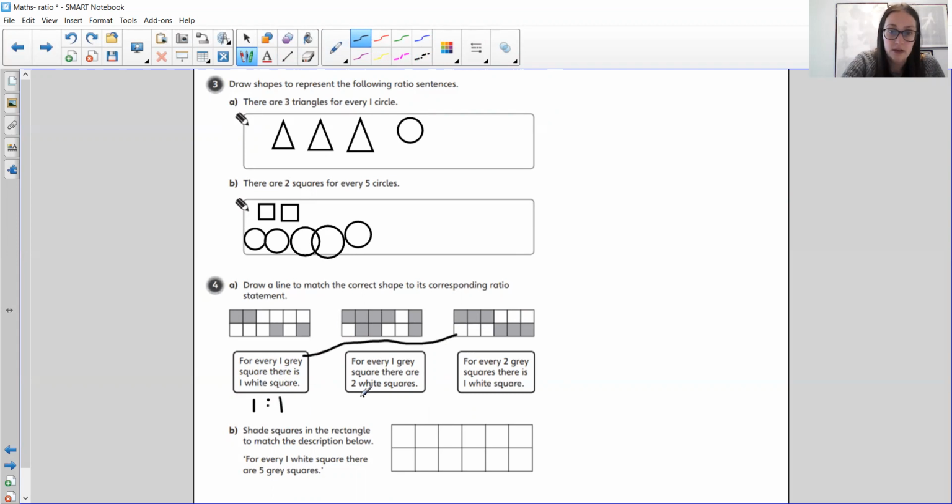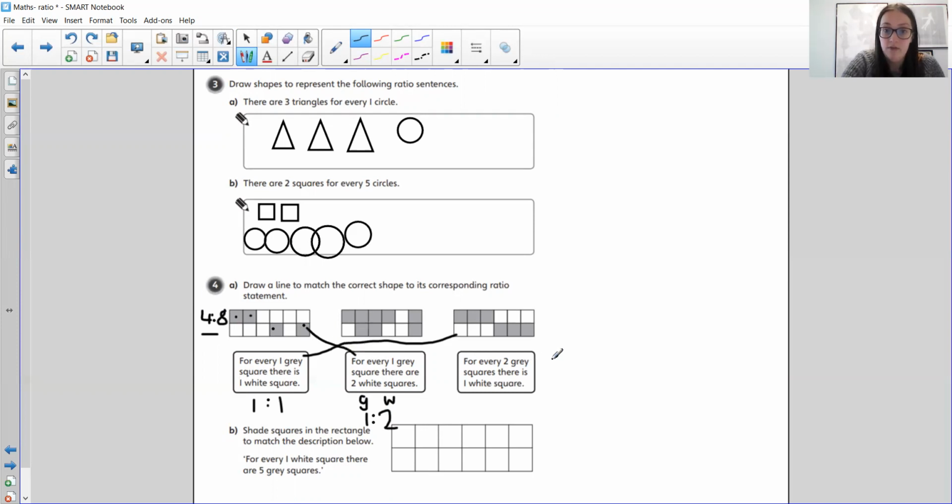For this one then, so let's do a little G so I don't get these confused. For every 1 grey, there are 2 white squares. So will this have more white squares or more grey squares? Well, this will have more white squares because there's 2 white for 1 grey. So this one's got more white squares, so let's check it. So there's 1, 2, 3, there's 4 grey. And there's 1, 2, 3, 4, 5, 6, 7, 8. Is this the same ratio as this? Well, yeah, because all I would do is divide them by 4. So these two match up.